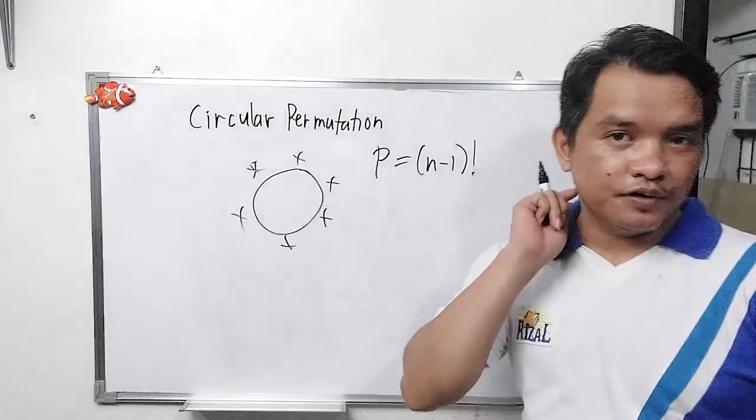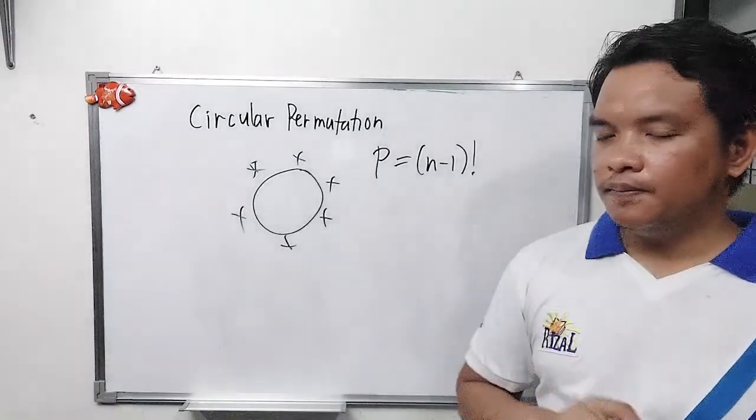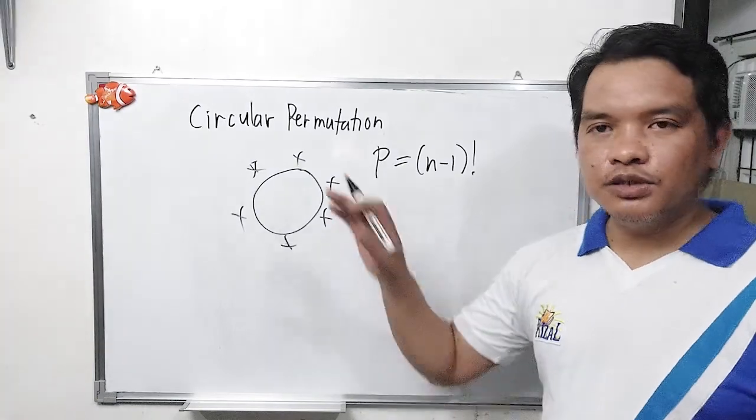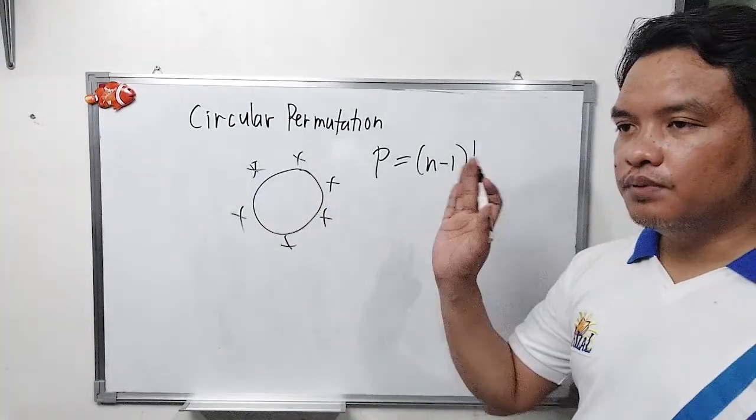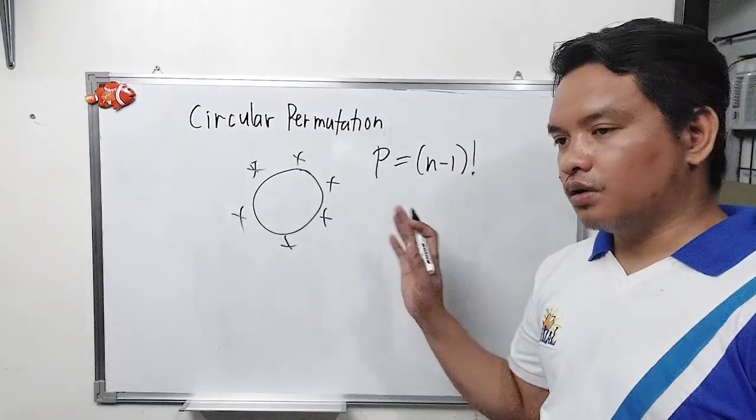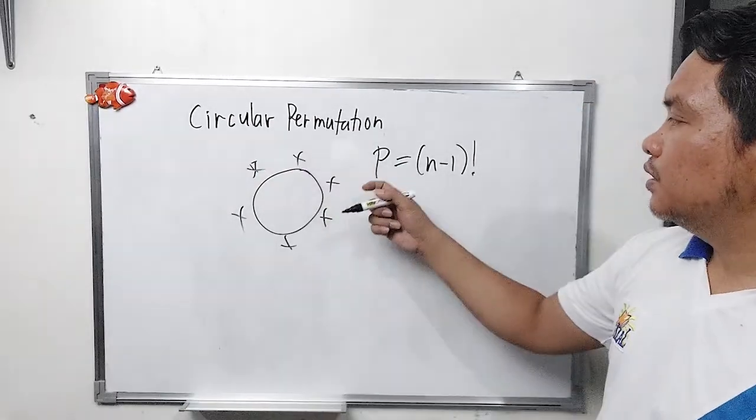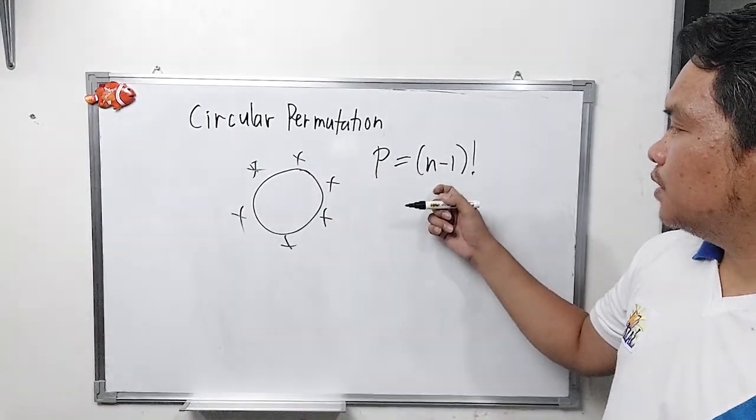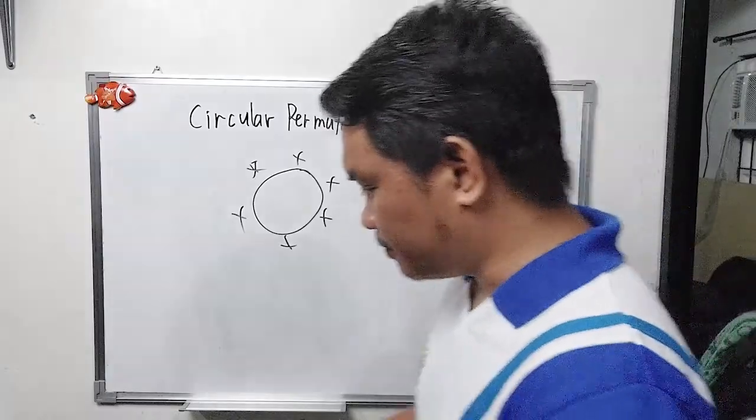So, tandaan nyo lang yung mga formula, makukuha nyo yan. N minus 1 factorial. So, kanina, permutation of n taken r, may formula yon. Permutation of n taken all, may another formula din yon. Ito naman, yung circular permutation: permutation is equal to n minus 1 factorial. Okay, sample tayo.